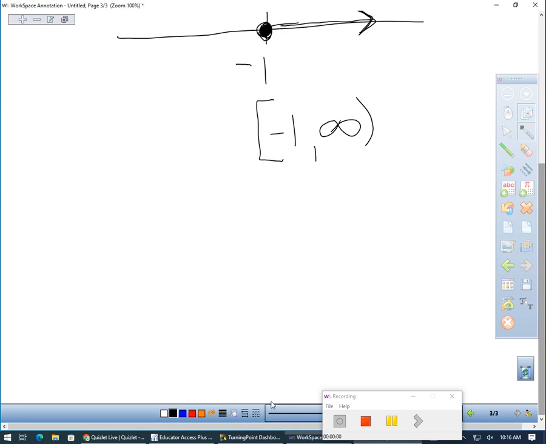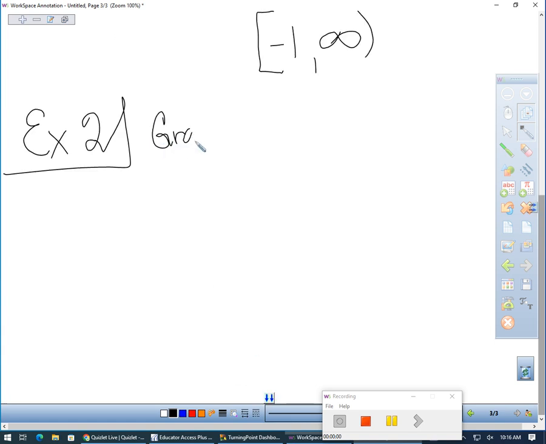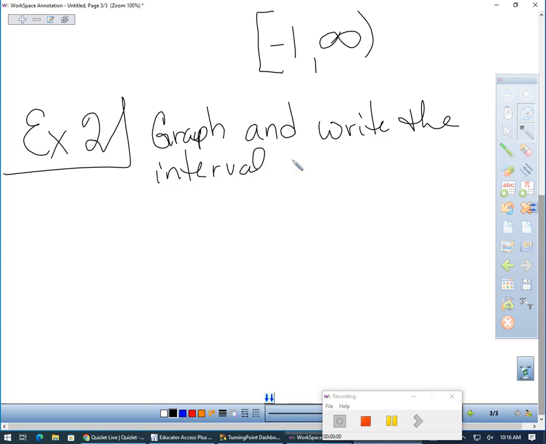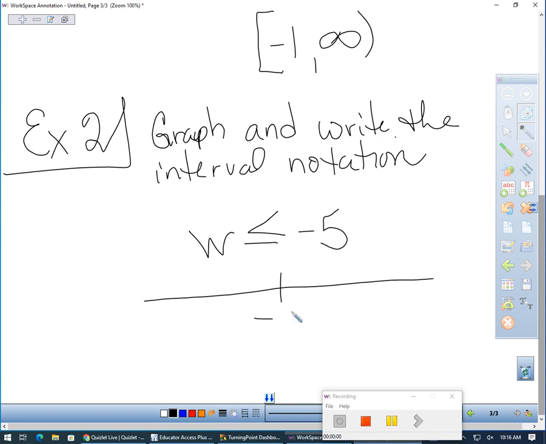All right, let's try another one. How about example number 2, still part of the same section. We're going to graph and write the interval notation. Let's say I have W is less than or equal to -5. Here's my number line at -5.